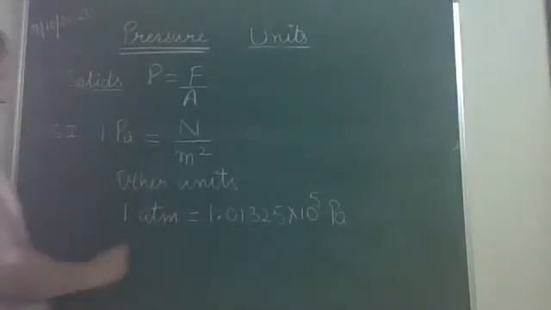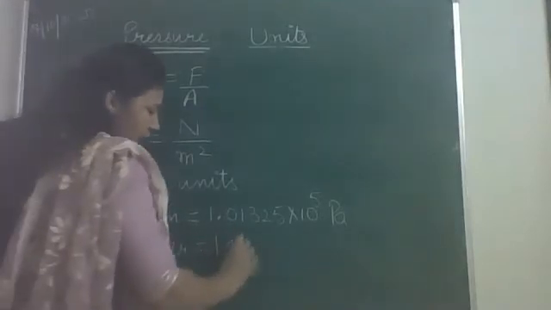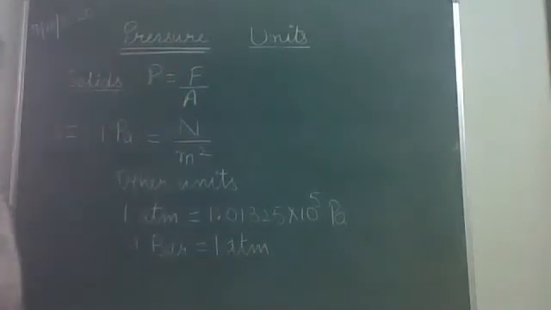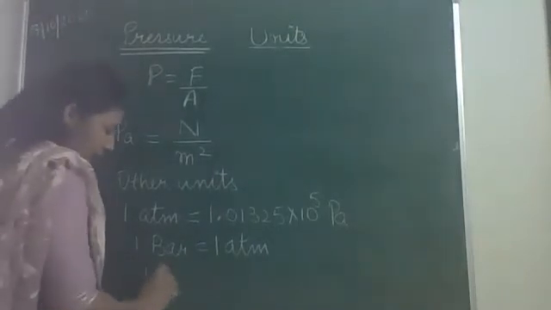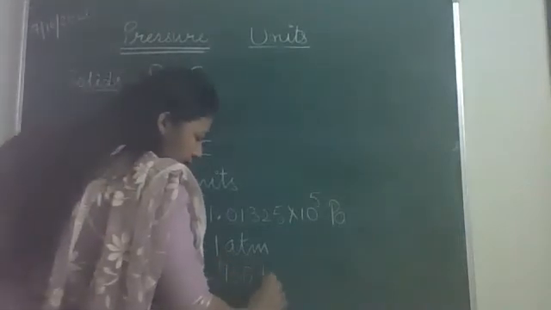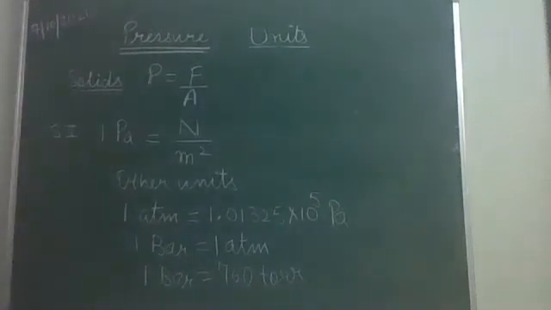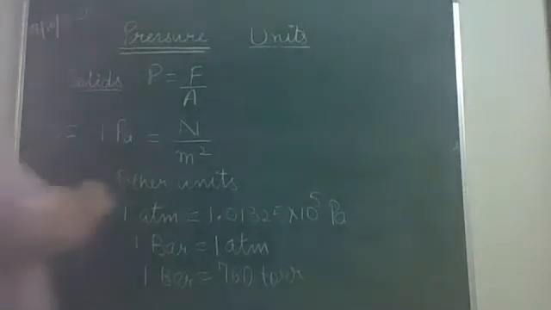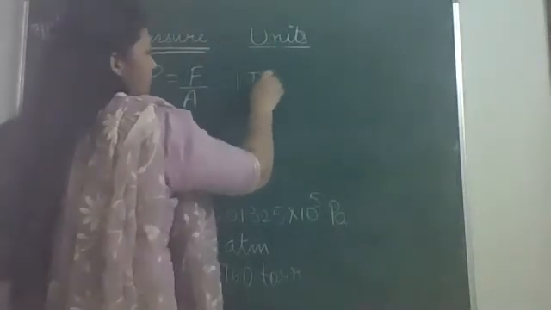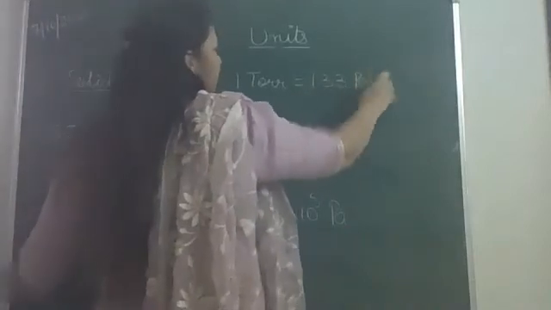One more unit is there, bar. 1 bar is equivalent to 1 atmospheric pressure. One more unit is there, torr. 1 bar is 760 torr. And further, 1 torr is equal to 133 Pascal.